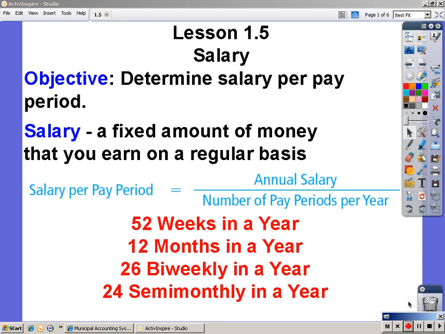Some things that you have to know, that if you don't know, you need to memorize these. There are 52 weeks in a year. There are 12 months in a year. And there are 26 bi-weekly pay periods in a year and 24 semi-monthly pay periods in a year.